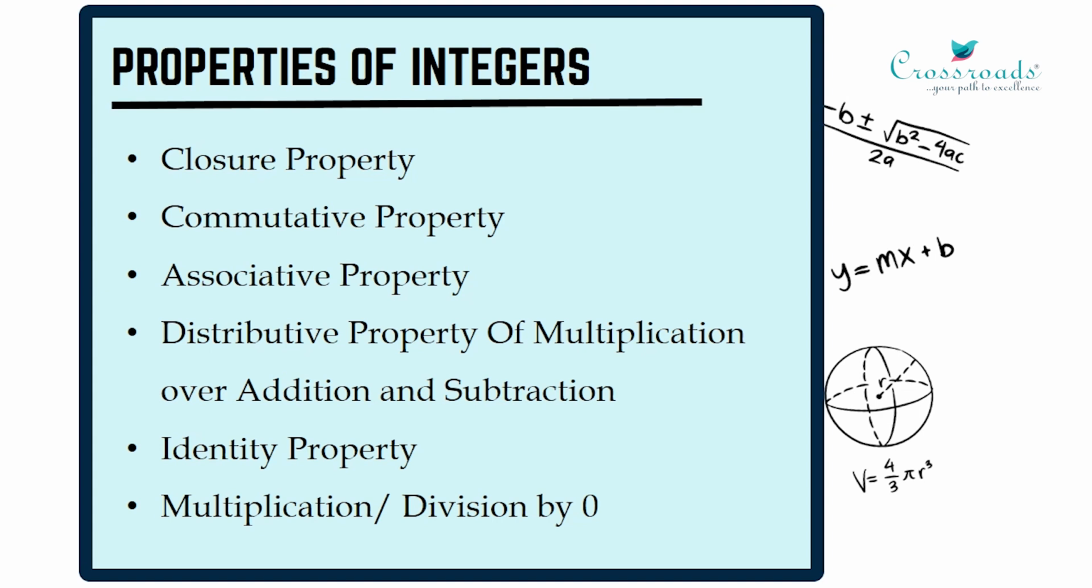Coming to associative property, we might have three integers. When these three integers are added together by grouping them in any order, the resultant sum is going to be the same. Say a plus b plus c. First you might add a and b and then add c. Or first you might add b and c, then add a. The answer is still going to be the same.